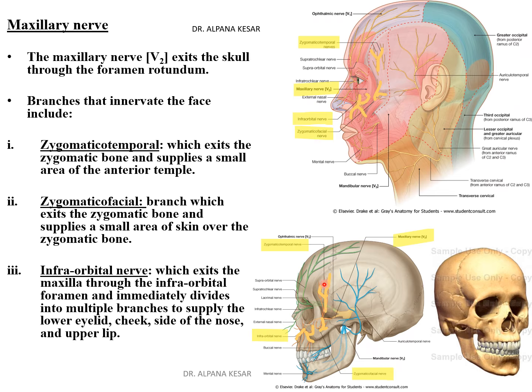zygomaticotemporal, zygomaticofacial, and infraorbital. Zygomaticotemporal appears on the face by passing through zygomaticotemporal foramen and supplies the skin over the area of the anterior part of the temple.